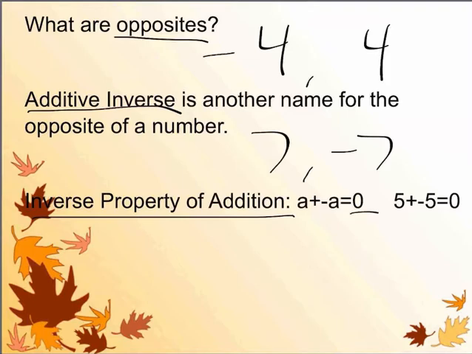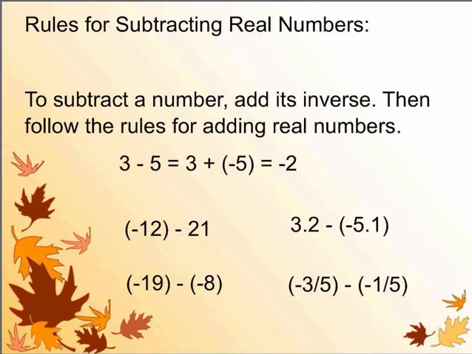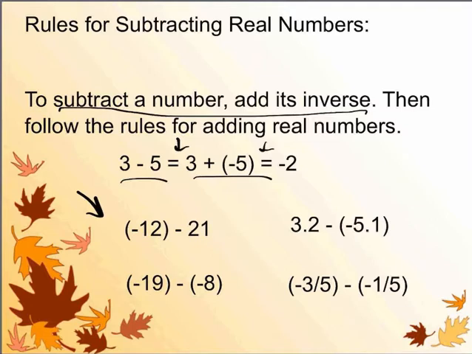Rules for subtracting real numbers. Okay, so to subtract a number, we're going to add its inverse. So like here, 3 minus 5, we just rewrite that as 3 plus negative 5. And then there are some further examples here if you'd like further practice, but again, these are totally equal, and we can just write it as an addition of the inverse.